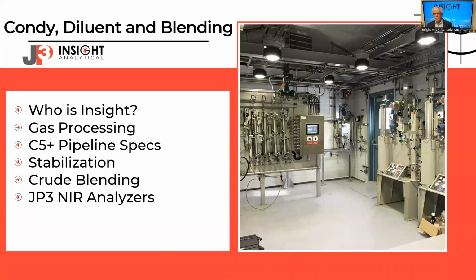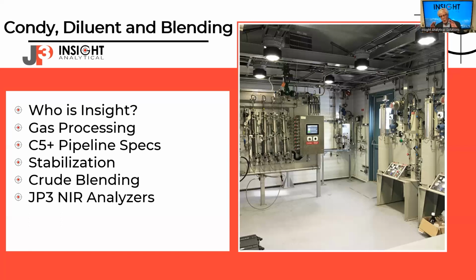So again, we're going to talk about natural gas condensate, or condi. Diluent, as a lot of people call it because we use it for diluting bitumen a lot, and then a bit about the idea of crude oil blending. I'm going to start with a summary of who Insight Analytical is, and talk briefly about gas processing and what goes on near the inlet side of the plant. Then we'll talk about C5 plus, or condensates, and the required specifications in the pipeline, because it's the pipeline specifications that give us some leeway to do optimization.